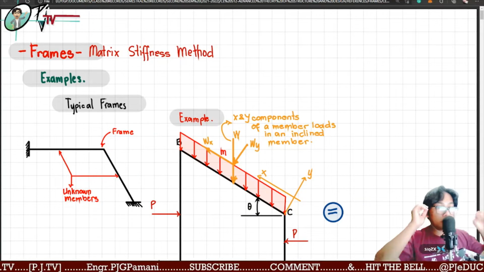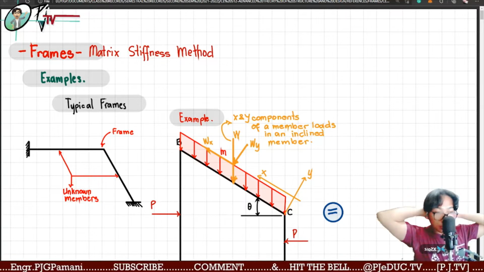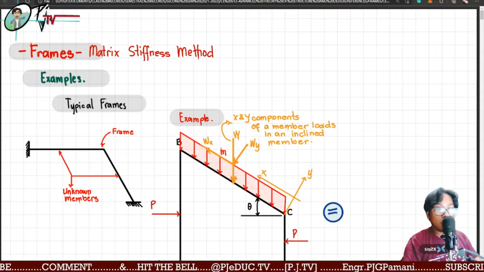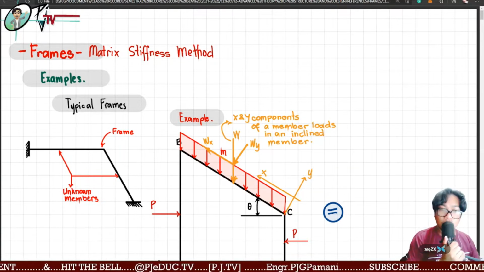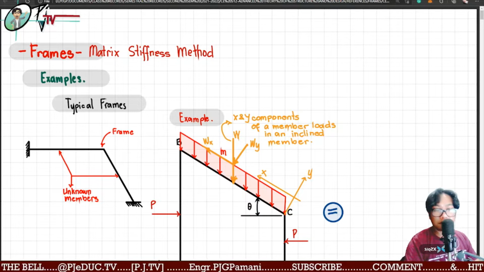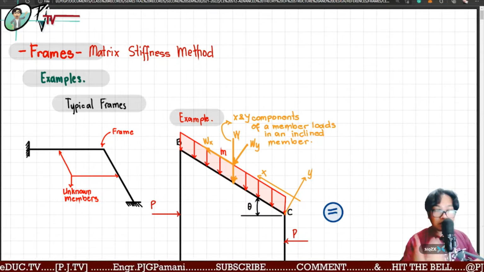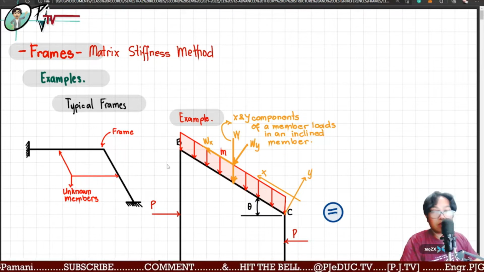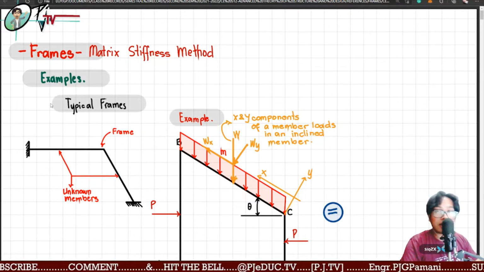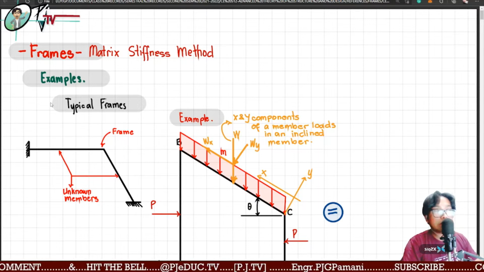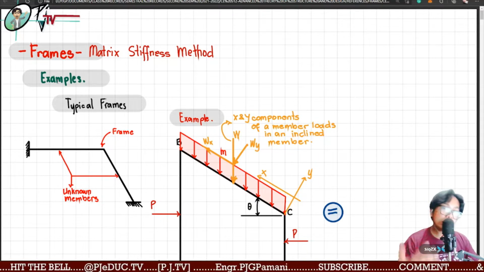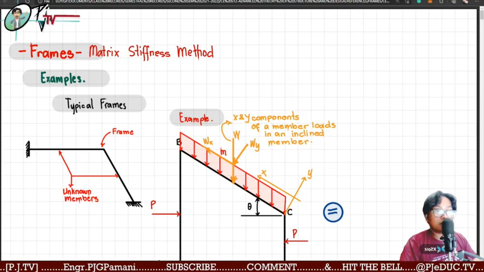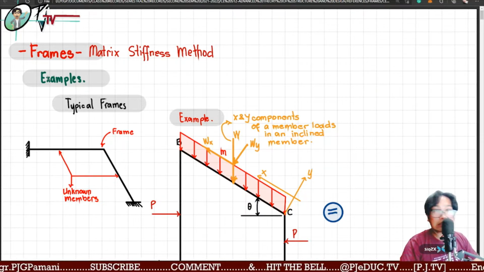Hello, good day everyone. In continuation with our lectures on advanced theory of structures, we are now done with analysis of trusses and beams using matrix stiffness methods, or matrix analysis of structures. But this time, let us move forward with analysis of frames using the matrix stiffness method. In this lecture series, we'll be understanding how we solve frame structures using matrix analysis.